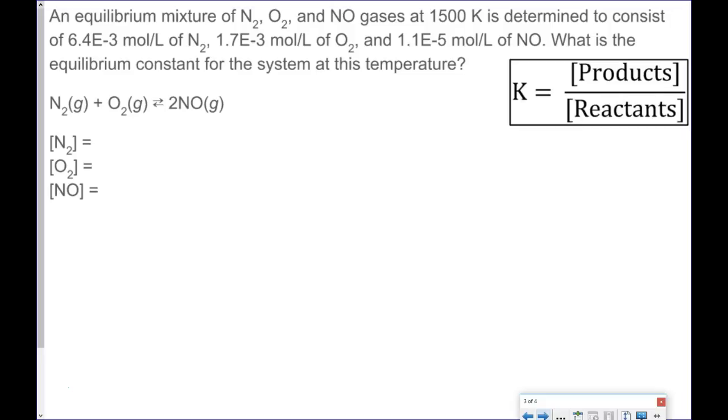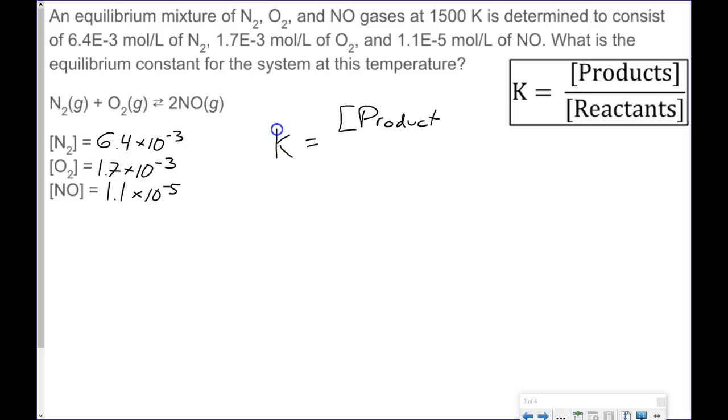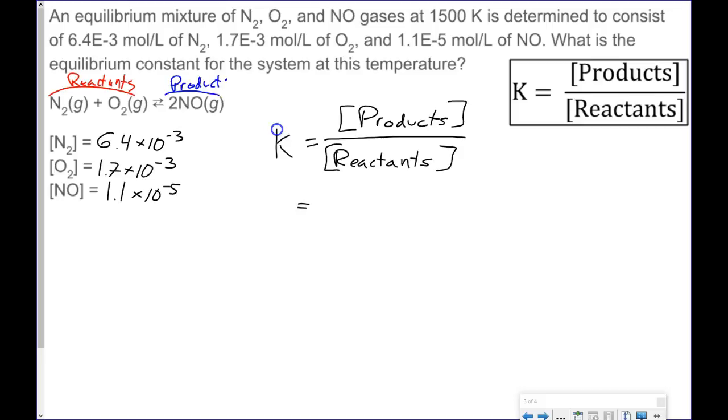All right. Nitrogen, oxygen, and nitrogen monoxide gases at 1500 Kelvin are going to consist of those concentrations right there. What's the equilibrium constant for the whole thing? So I'm going to fill those in: 6.4 times 10 to the negative third, 1.7 times 10 to the negative third, and 1.1 times 10 to the negative fifth. There's how I solve my equilibrium constant. There's my reactants. Those are my products.